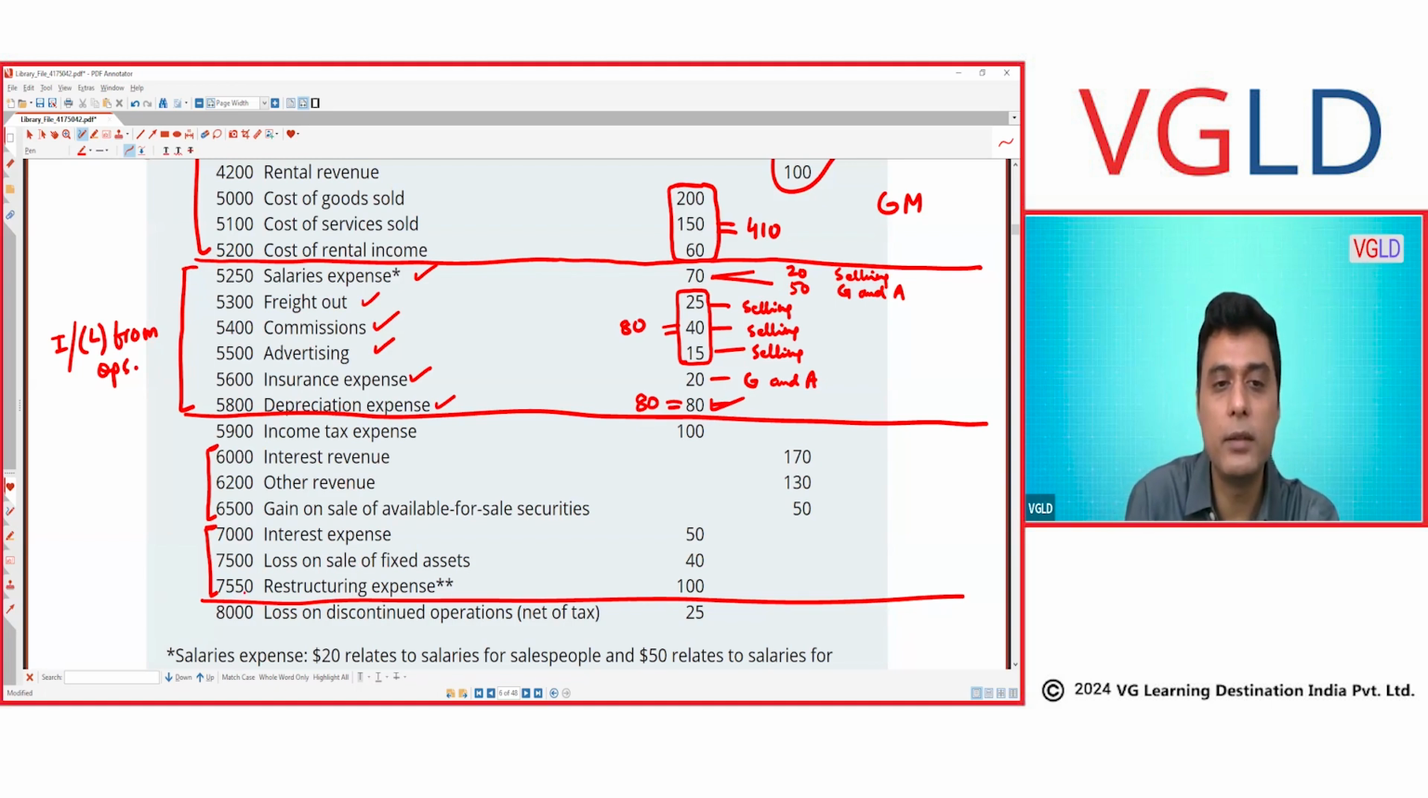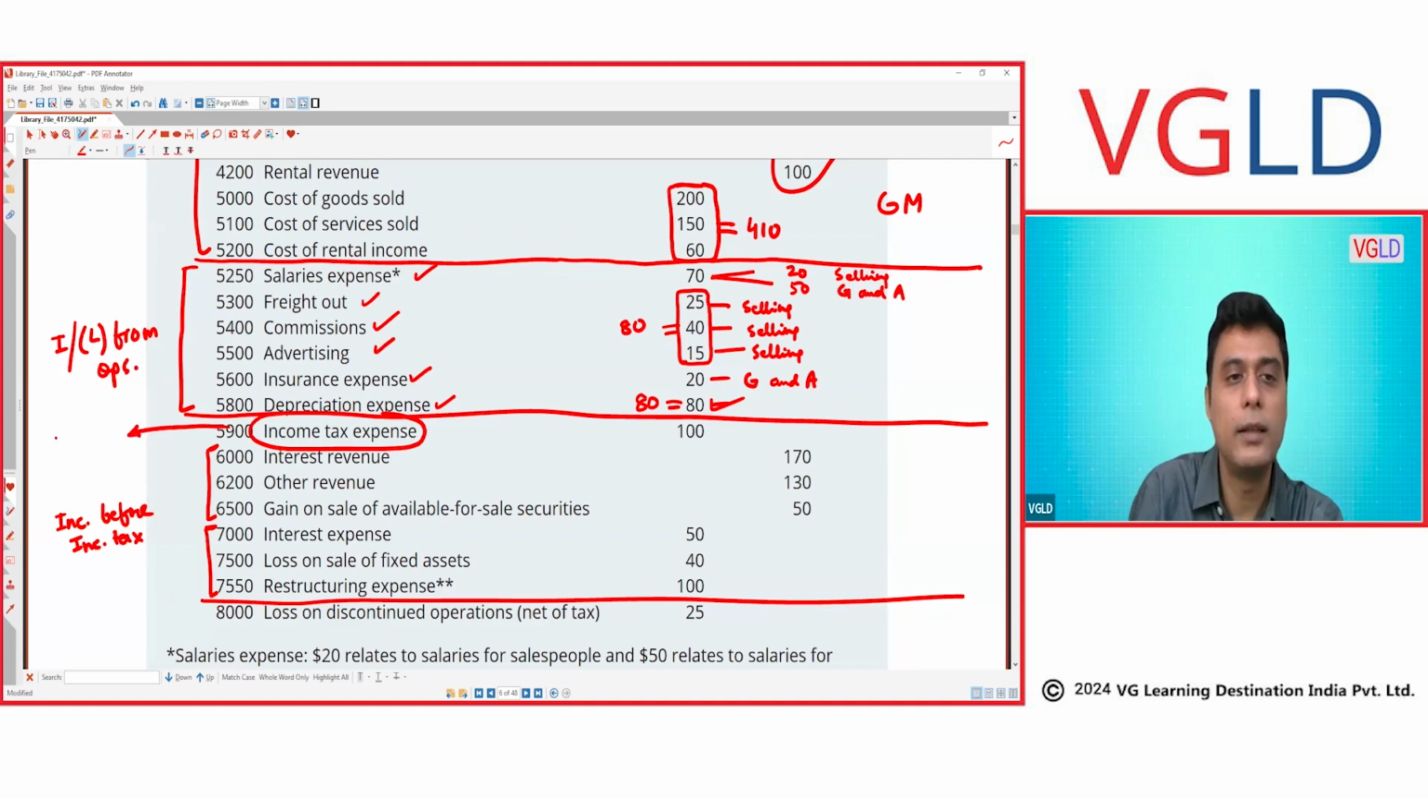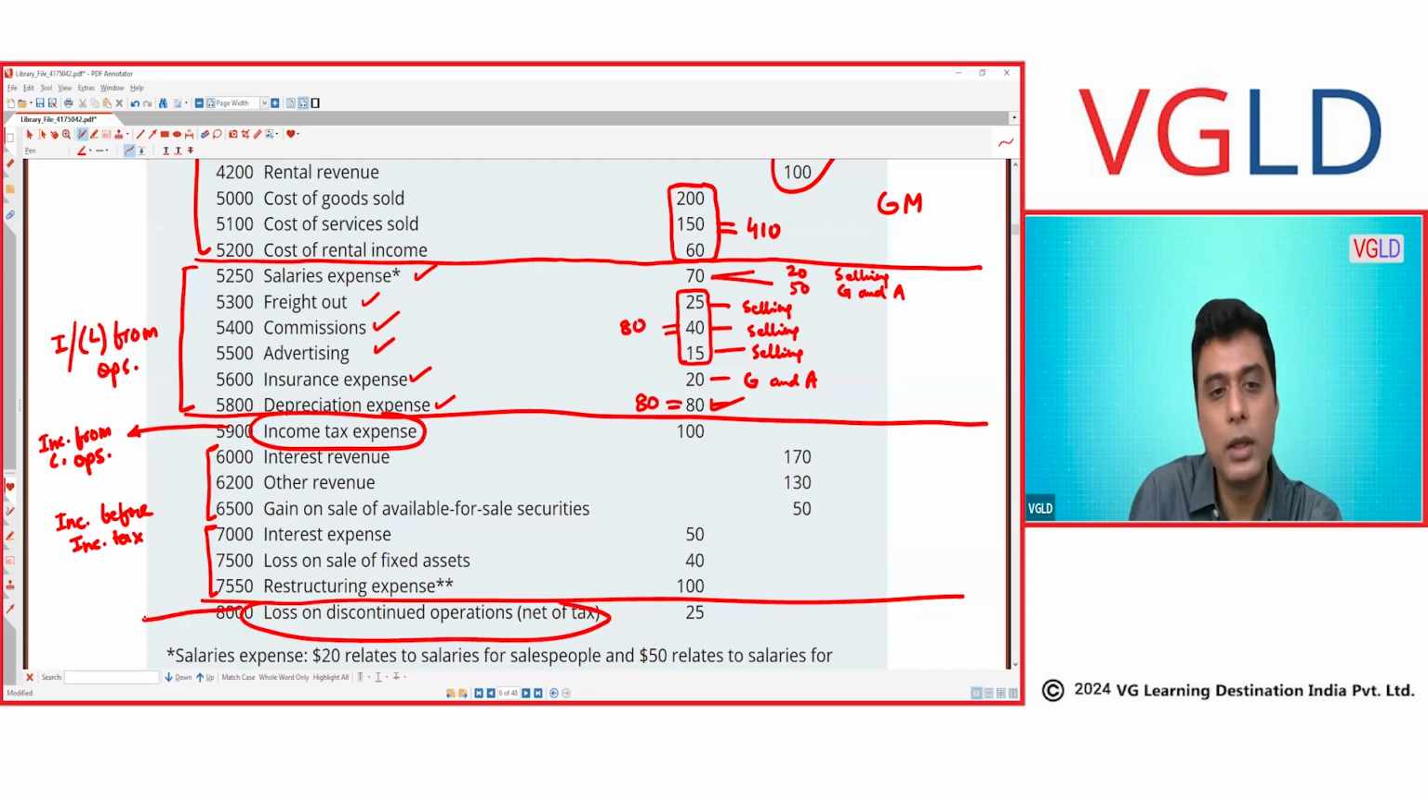And then we will break again here, income before income tax. Then we will reduce the income tax. And then we will get income from continuing operations. And then we will do the loss on discontinued operations. And then we will get the net income. Is that clear?